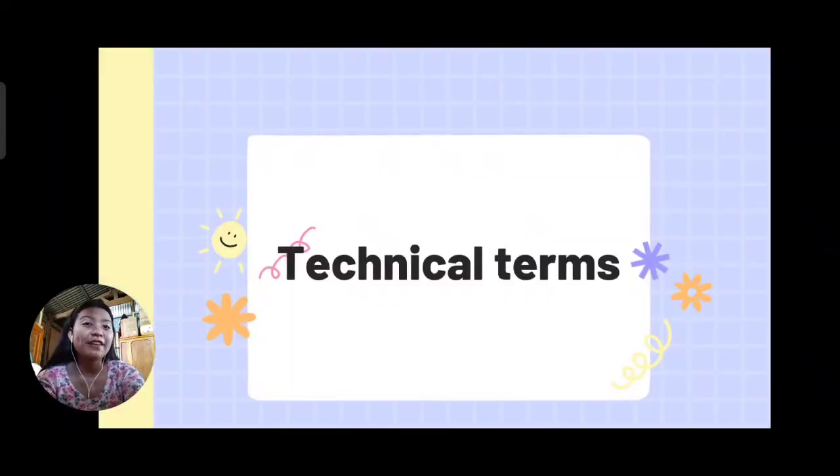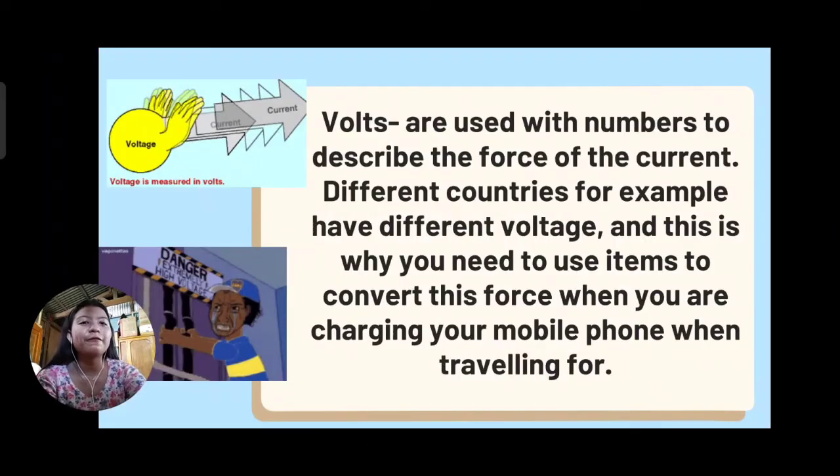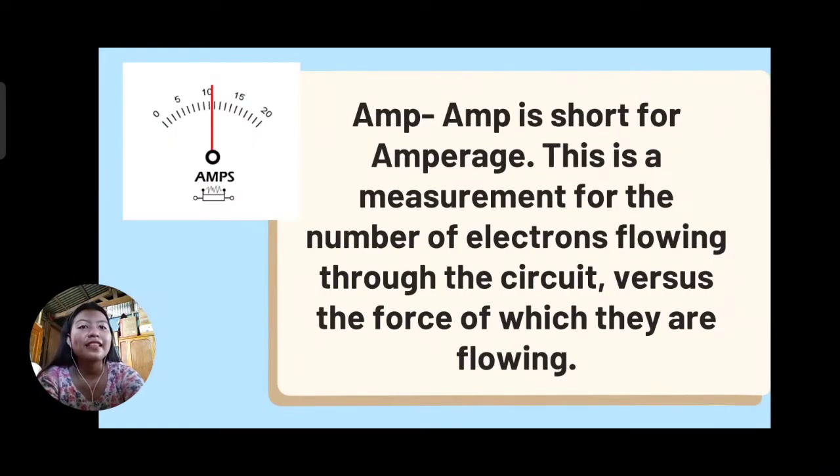And then next, we have the technical terms. First, we have the volts, or shall we say voltage. Volts are used with numbers to describe the force of the current. Different countries, for example, have different voltage. And this is why you need to use items to convert this force when you are charging your mobile phone when traveling.